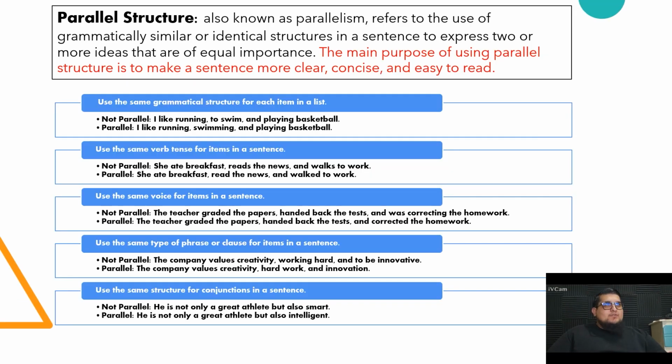Parallel structure, also known as parallelism, refers to the use of the same pattern of words, which makes writing balanced and easy to read. Use the same grammatical structure for each item in a list. The second rule: use the same verb tense for each item in a sentence. Use the same voice for each item in a sentence. Use the same type of phrase or class of word for each item in a sentence. And the last one, use the same structure for each conjunction in a sentence.